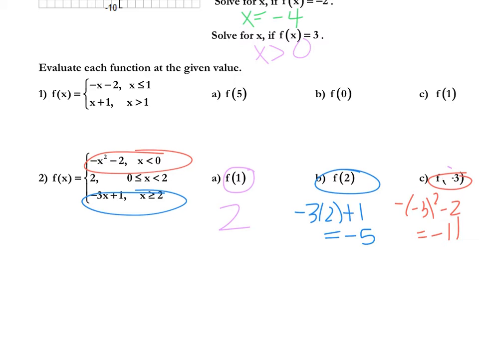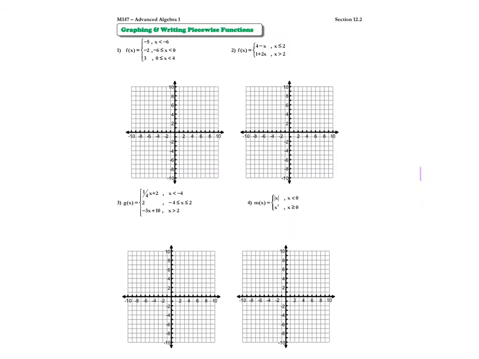Okay, and then for the other one, f of -3, we go and find where -3 falls under here, so it'd be less than 0, so use this function, and the negative's on the outside. Okay. Alrighty, let's get into graphing these now.